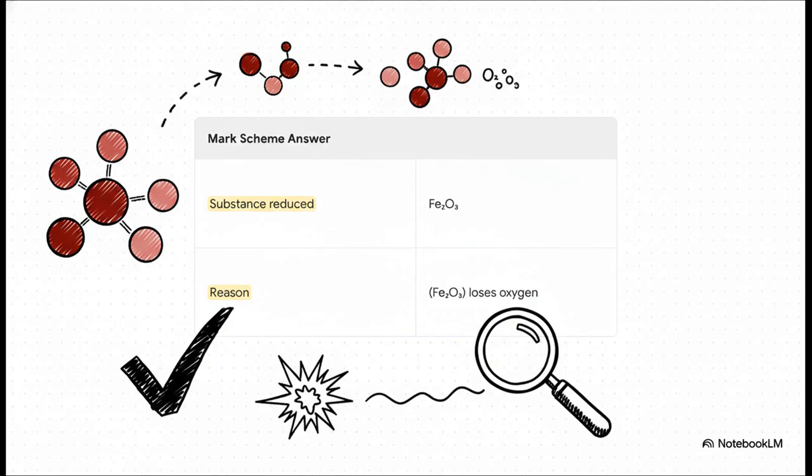See why that clue was so important? If you started talking about electrons, even though you're not technically wrong in the grand scheme of chemistry, you'd get 0 marks for the reason. The examiner wants to see if you can follow instructions to the letter.